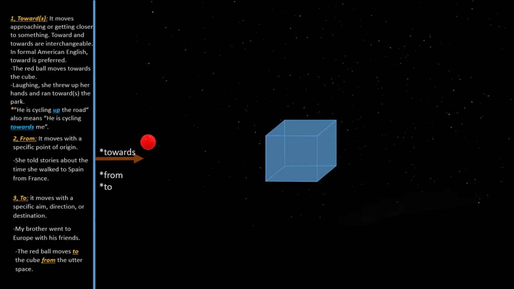If you want to put a phrase, you can also use from and to, because from and to are prepositions of place. From means that it moves from or with a specific point of origin, and to means that it moves with a specific aim, direction, or destination.